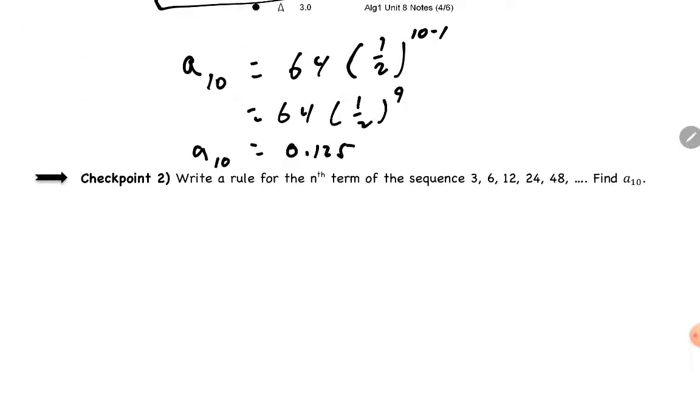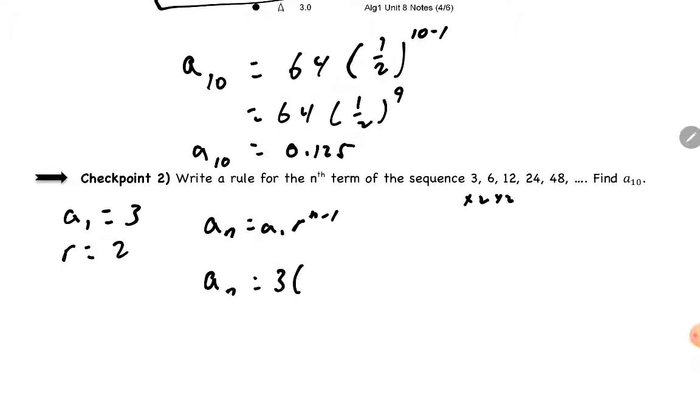Okay, let's do another one. So 3 to 6 is times 2, 6 to 12 is times 2, 12 times 2 is 24, times 2 is 48. So my a1, my first term, is 3, my common ratio is 2, multiplying by 2 each time. Once again my rule is a1 times r to the n minus 1. A sub n equals 3, remember to put parentheses, 2 to the n minus 1. This is my rule.